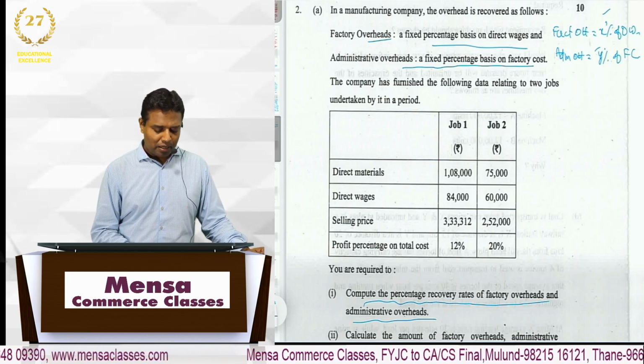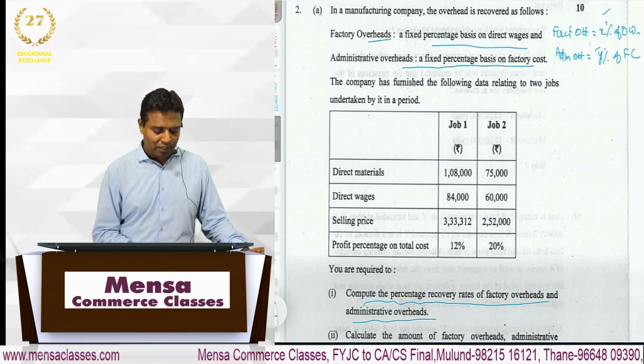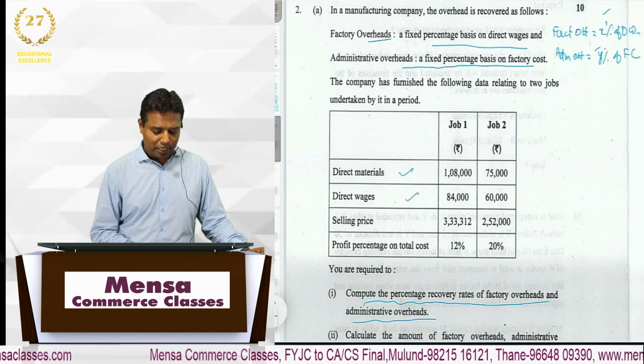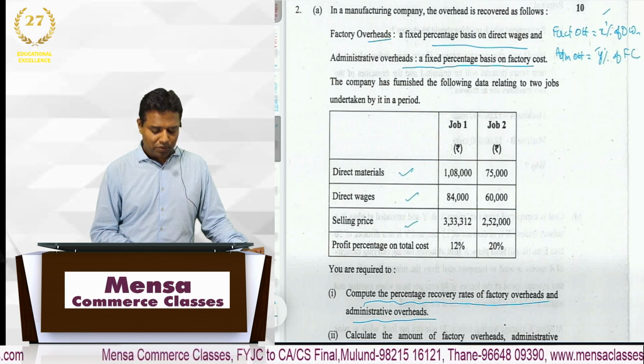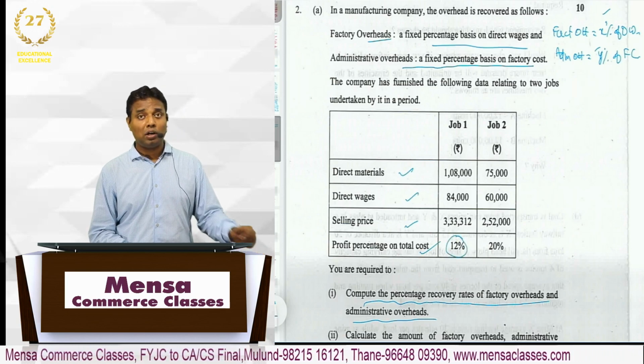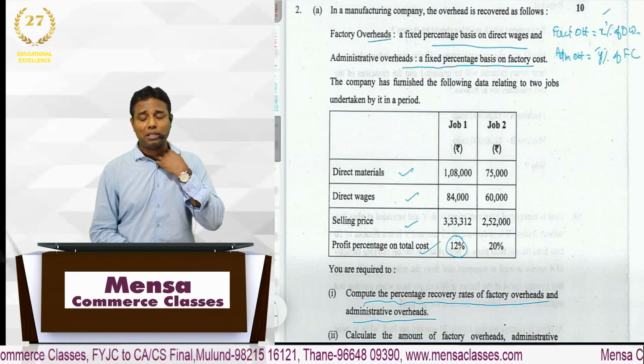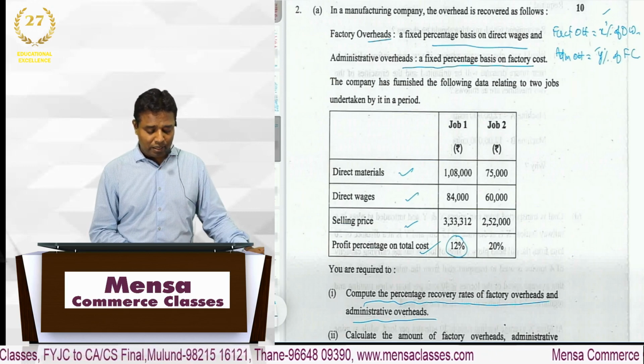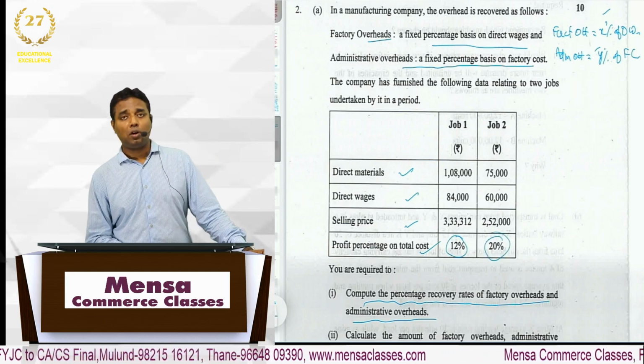Fine. Then what exactly is the data given? They are given direct material, direct wages, selling price, and profit is 12% on total cost. They are given selling price, but profit percent is on cost. And here it is 20% on total cost.